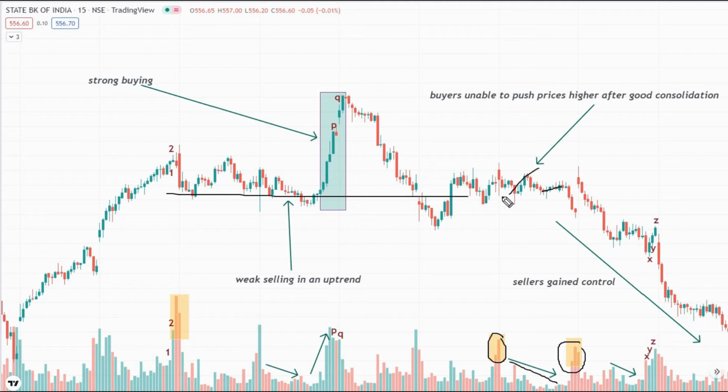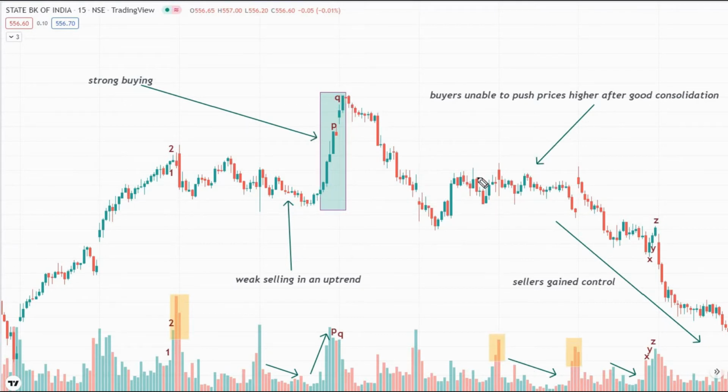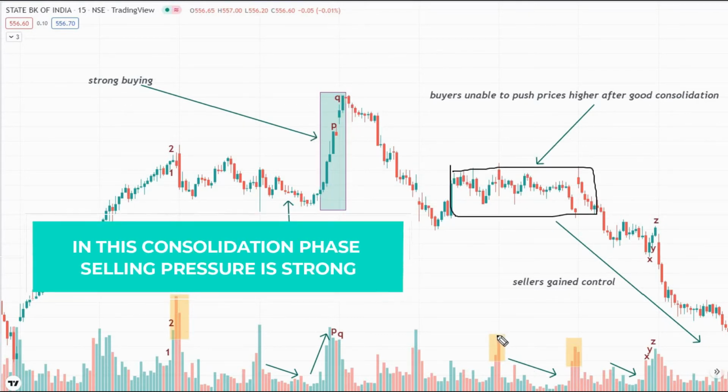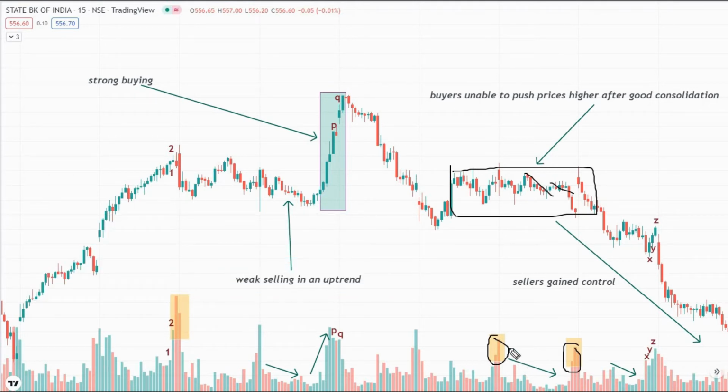Earlier, from the same level, buyers pushed the prices aggressively towards the upside, but now after the strong selling pressure, buyers are not being able to push the prices aggressively towards the upside with the same force that was happening here. Now what is happening in this consolidation phase? The selling pressure has increased and the buyers have lost control. That is, the momentum is not present on the buying side. So this is again an indication that prices now could go towards the downside.